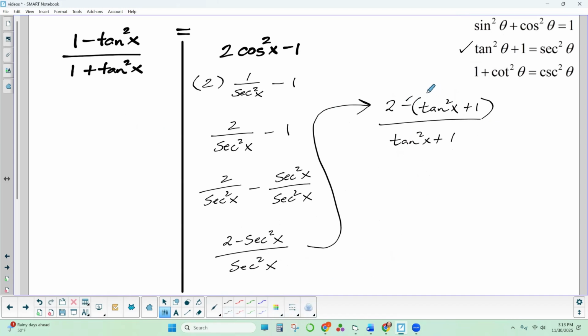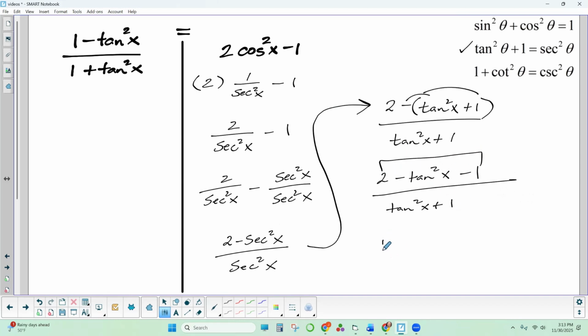So I'm going to distribute that, which gives me 2 minus tan squared x minus 1 over tan squared x plus 1. And up top, you can see that 2 minus 1 is 1. And on the bottom, we've got tan squared x plus 1, and I believe we are finished. Yep. This equals this. We've proven it, and we are finished.